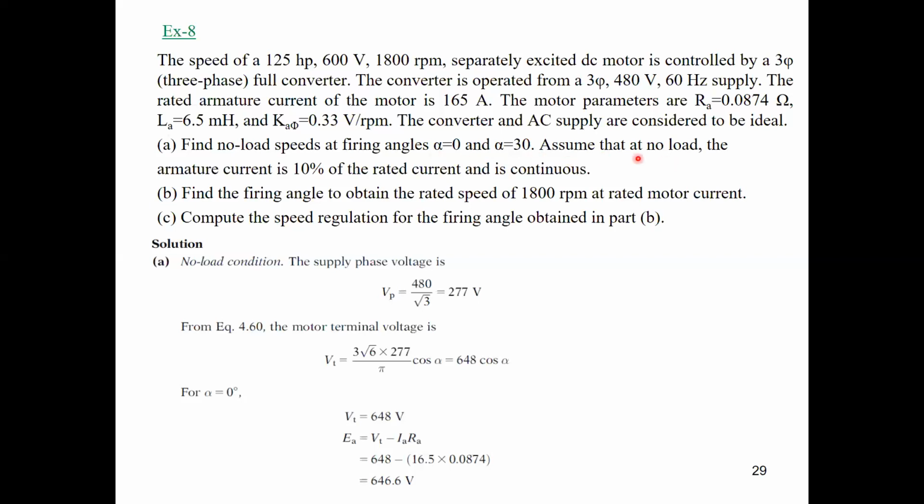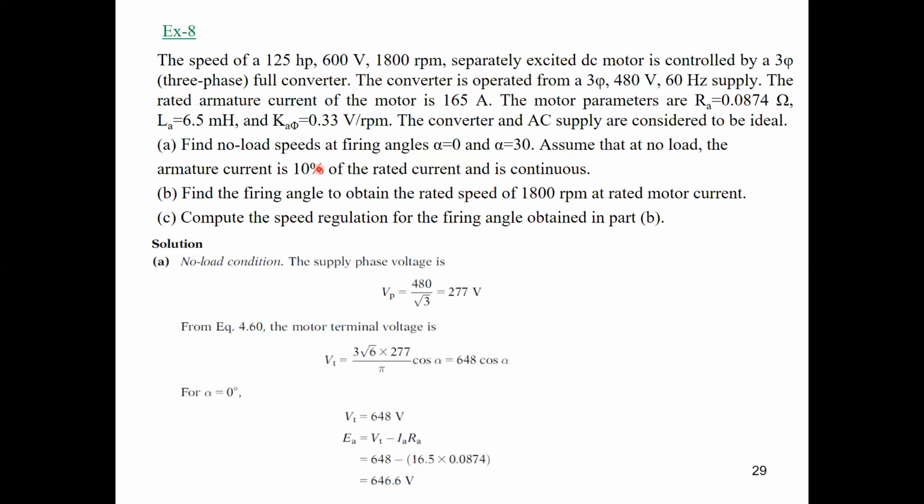Assume that at no load, the armature current is 10% of the rated current and is continuous. So it gives us a hint that at no load, the no load current is 10%. Because the current is known for the no load case, we can calculate the EMF in this case.